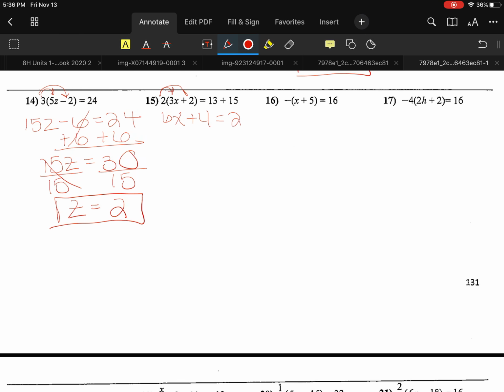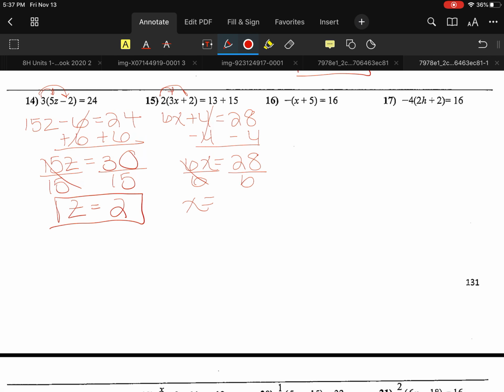Distribute and multiply by 2. I get 6x plus 4 equals 28. Now that I've gotten rid of my parentheses, there's no combining like terms, so I'm just going to go ahead and start solving. Subtract 4 from both sides. 6x equals 28. Divide both sides by 6.